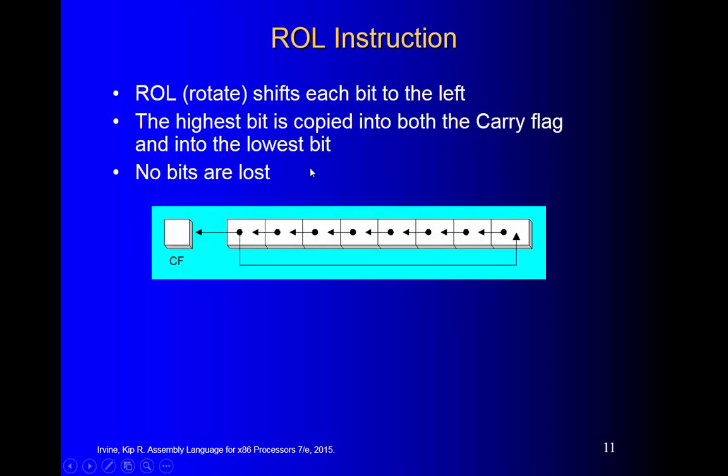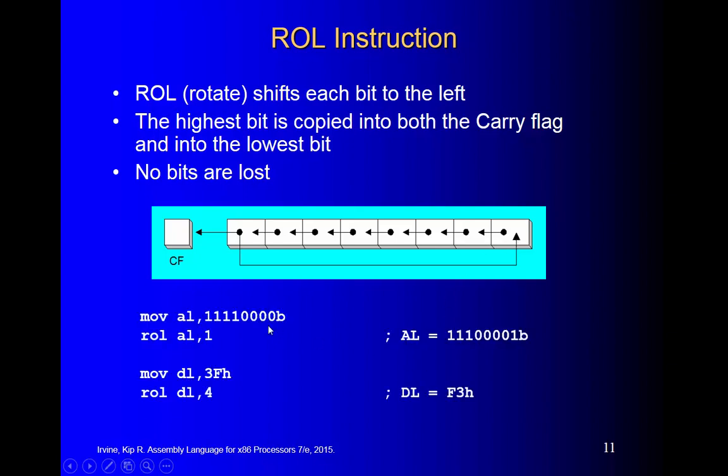Rotating. Rotate each bit to the left once. The most significant bit will rotate back to the least significant bit location. So they're going to go through like a circle. It's circulating right here, so no bits are lost. The highest bit is copied into the carry flag and also copied into the lowest bit.